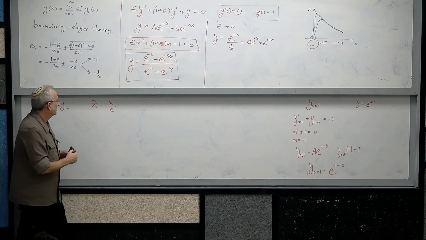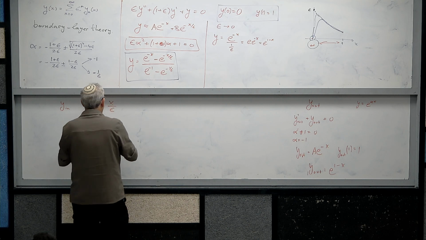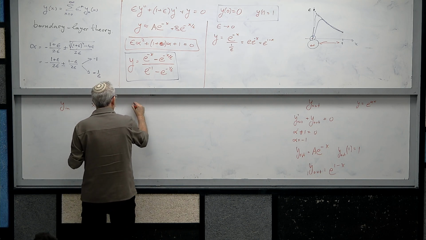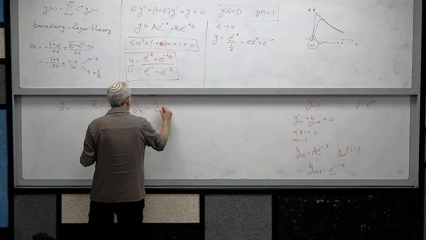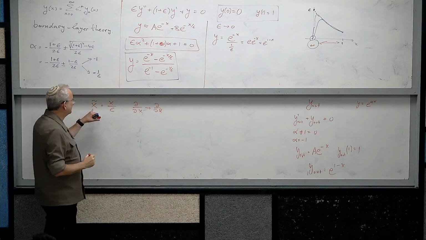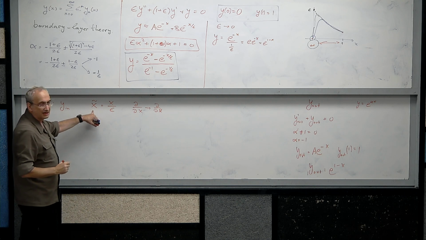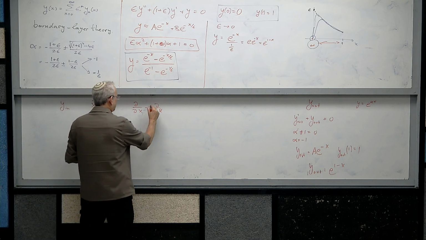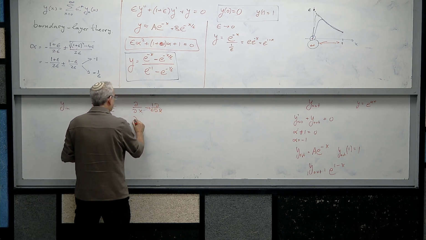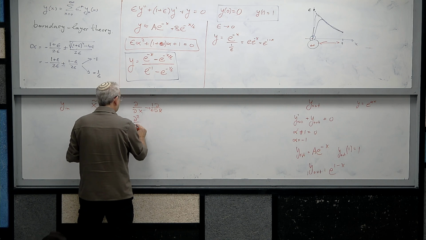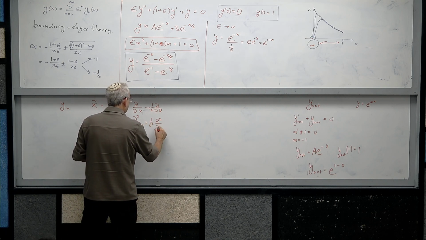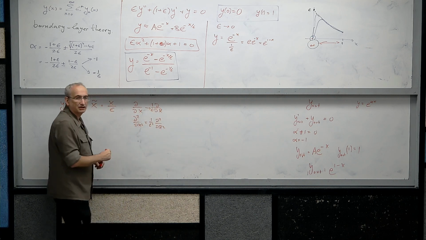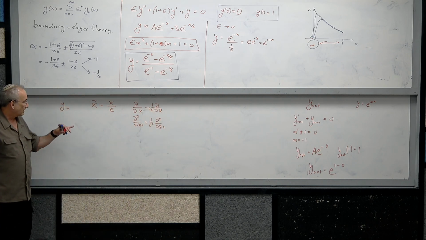Good. So if x tilde is x over epsilon, then d dx is d dx tilde times dx tilde dx. But what is dx tilde dx? It is 1 over epsilon. And correspondingly, d2 dx squared is 1 over epsilon squared times d2 dx tilde squared. Just the chain rule.